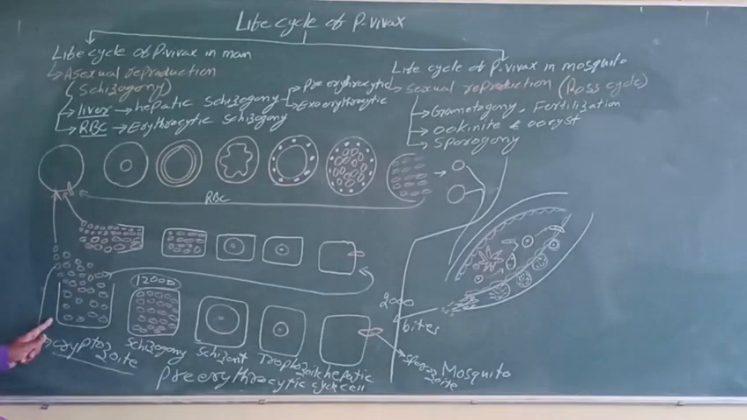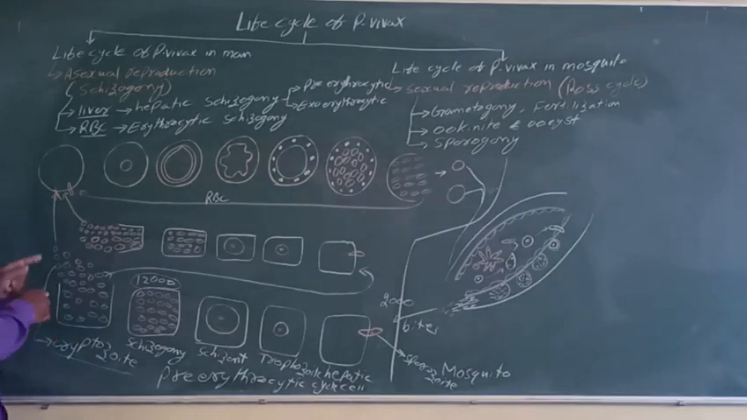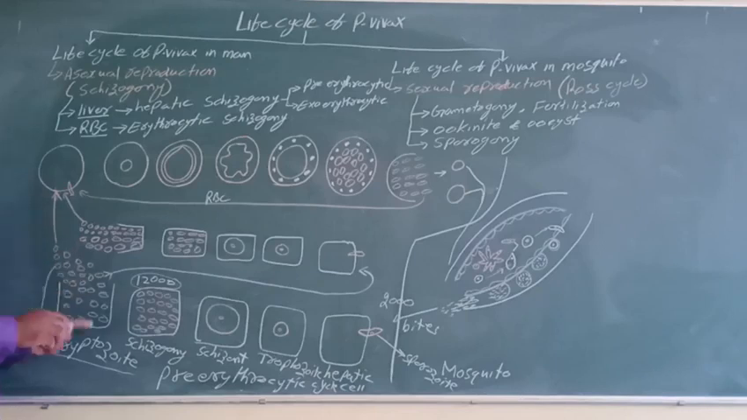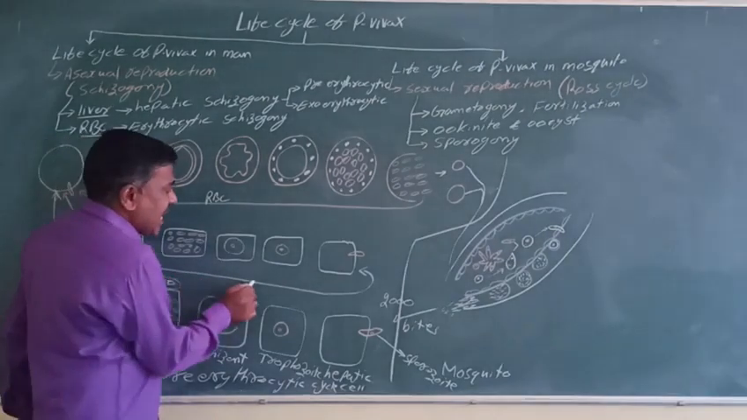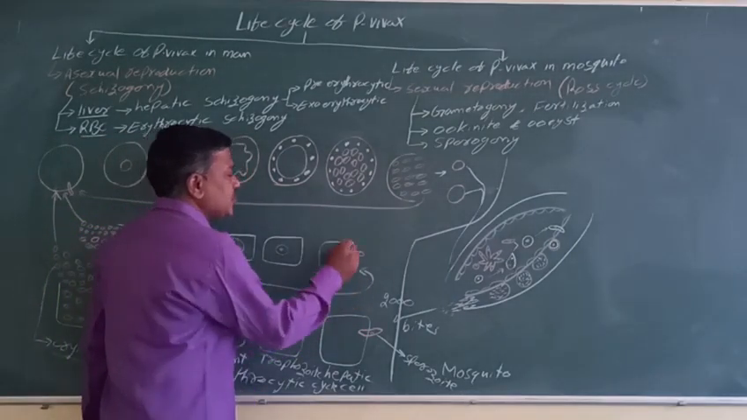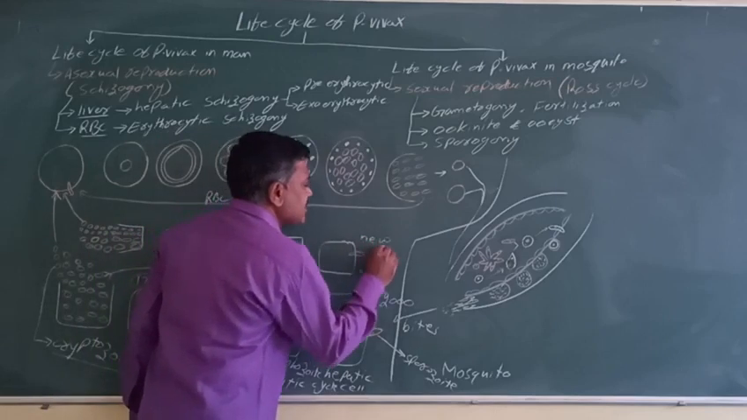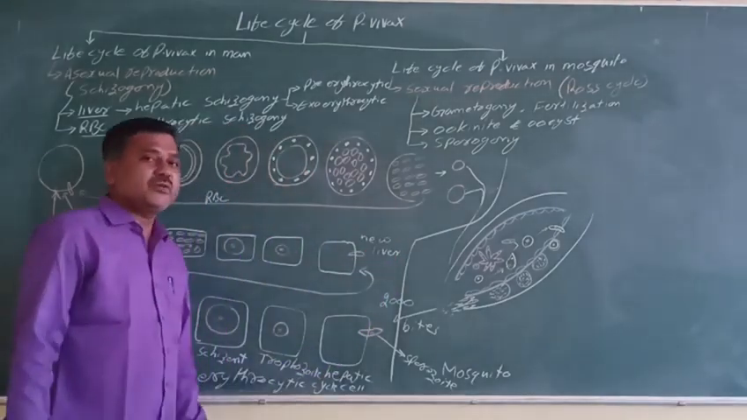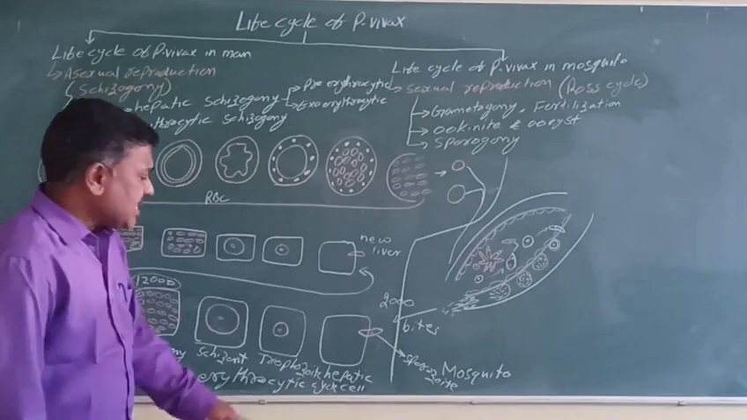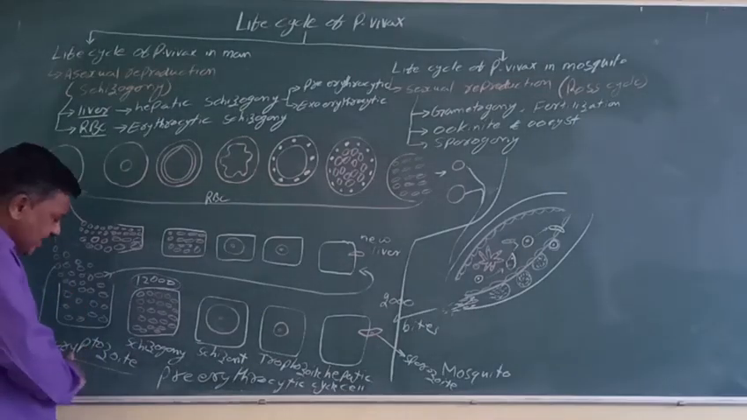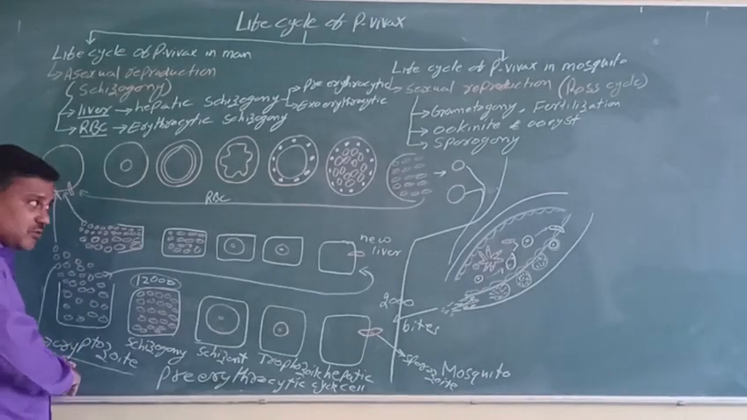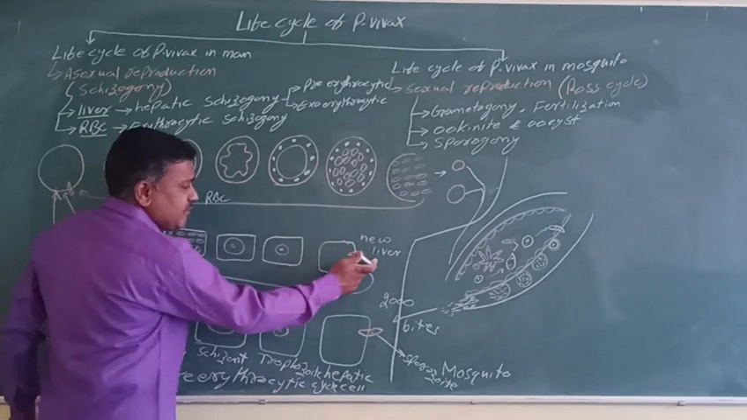Now these cryptozoites may directly go and infect the RBC, but to increase their concentration, to multiply more and more, these cryptozoites again go and infect a new liver cell. The same procedure will occur. That means these cryptozoites go and infect a new liver cell.